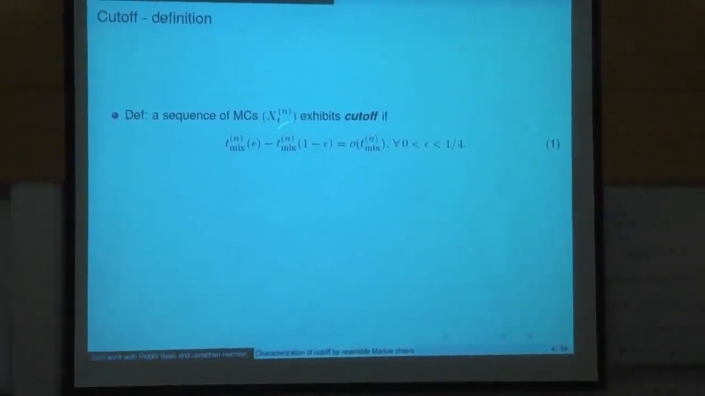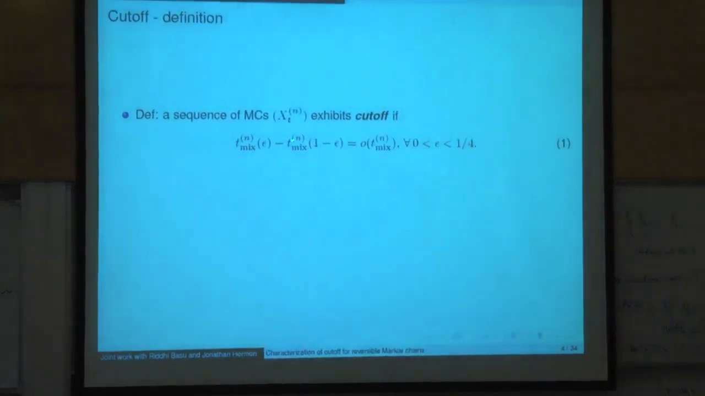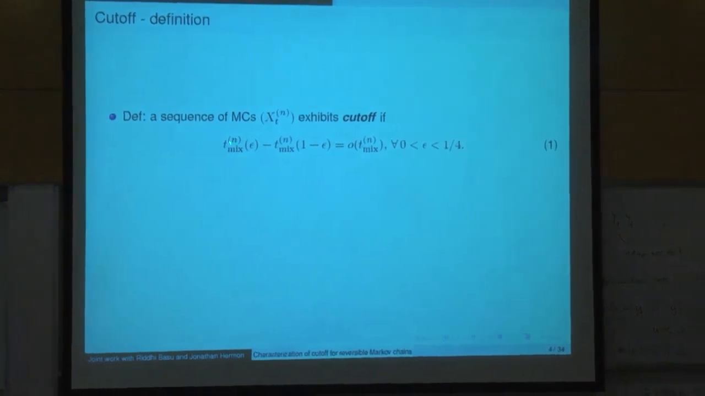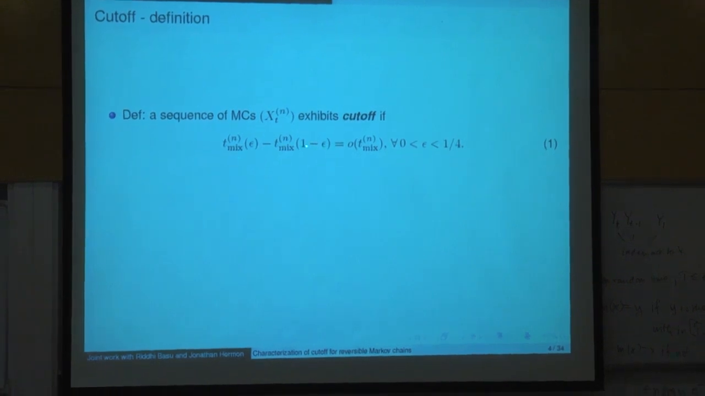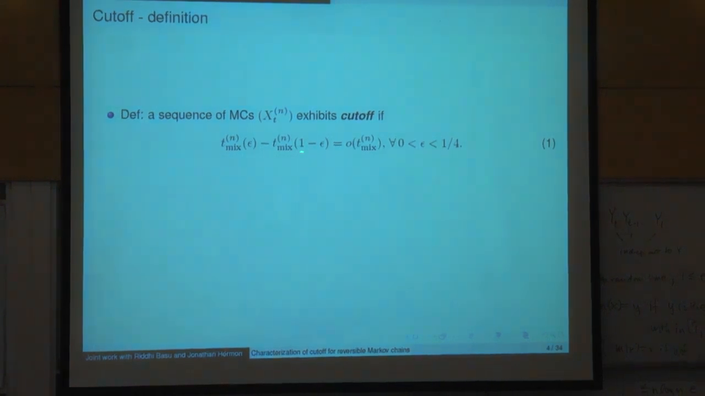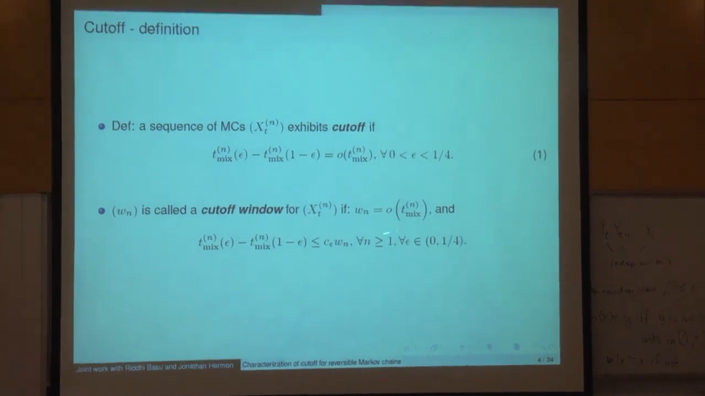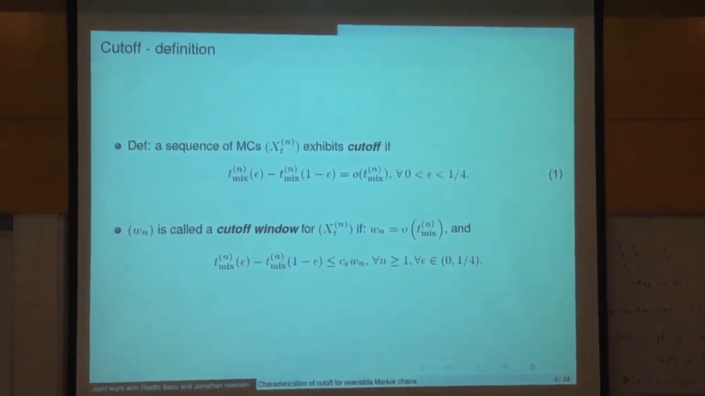Cutoff is a really fascinating phenomenon. I'll mention a little of the history later in the week. The definition is that a sequence of chains exhibits cutoff if t_mix(epsilon) asymptotically doesn't depend on epsilon. In other words, t_mix(epsilon) minus t_mix(1 minus epsilon), or any other number, is little o of the mixing time. In fact, we're interested in the order of this difference. If we have some sequence w_n and this inequality holds, where C_epsilon can depend on epsilon, then we say that w_n is a cutoff window for this chain.